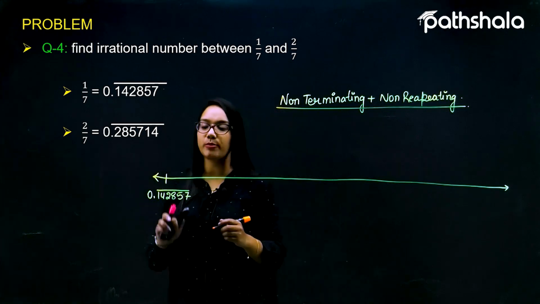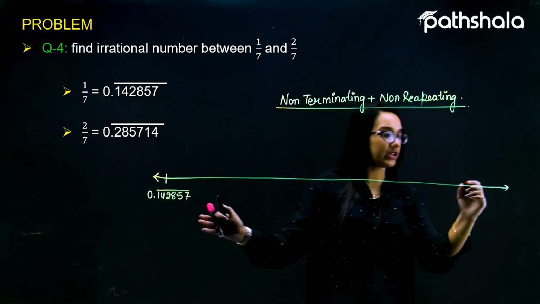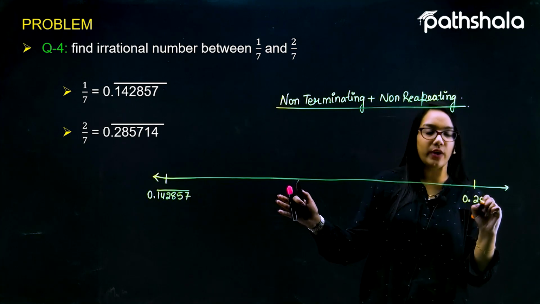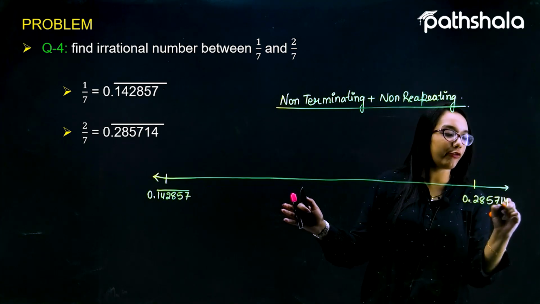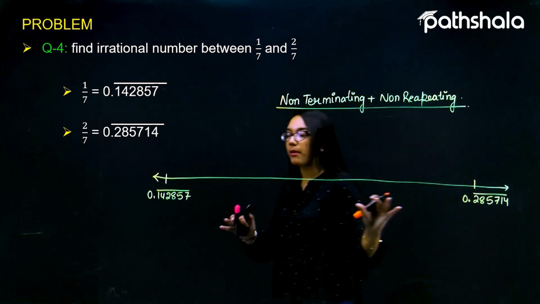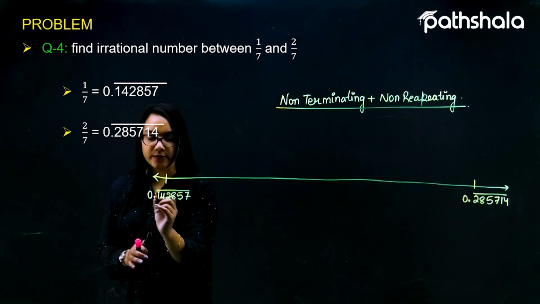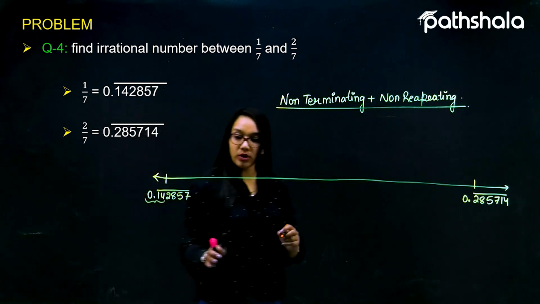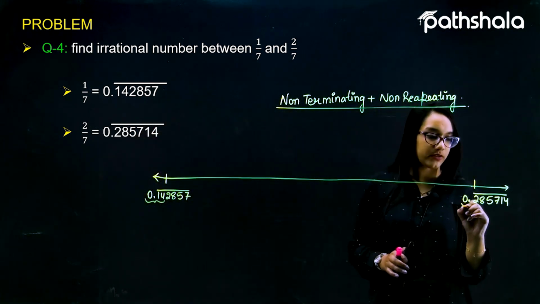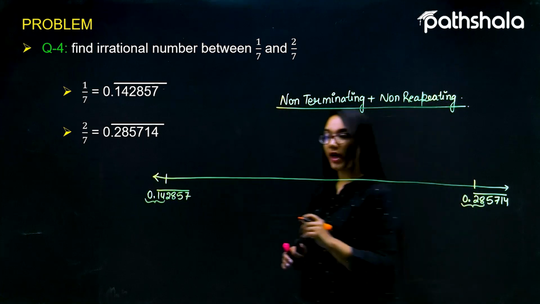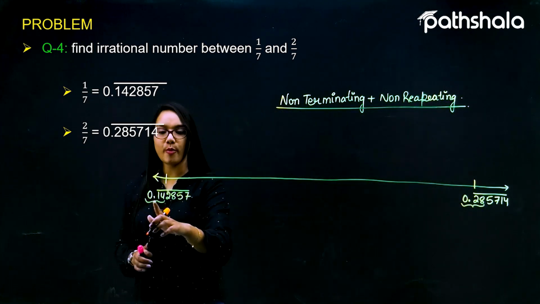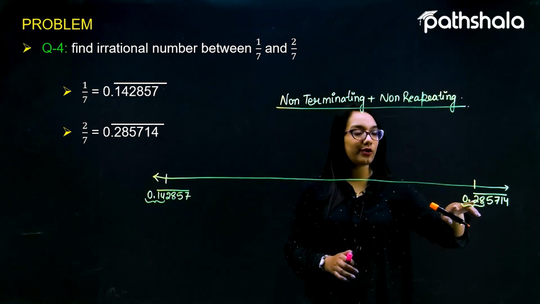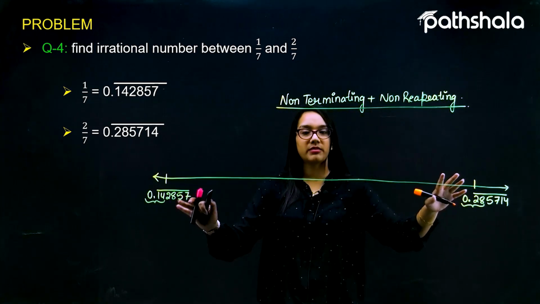So let us suppose I am talking about the very first number 1/7 and the last number 2/7, which is 0.285714 bar. In between these two numbers, let us suppose we are talking about the first two digits after the decimal point. This number starts from 0.14 and the other starts from 0.28. So we can locate infinitely many numbers in between these two numbers.